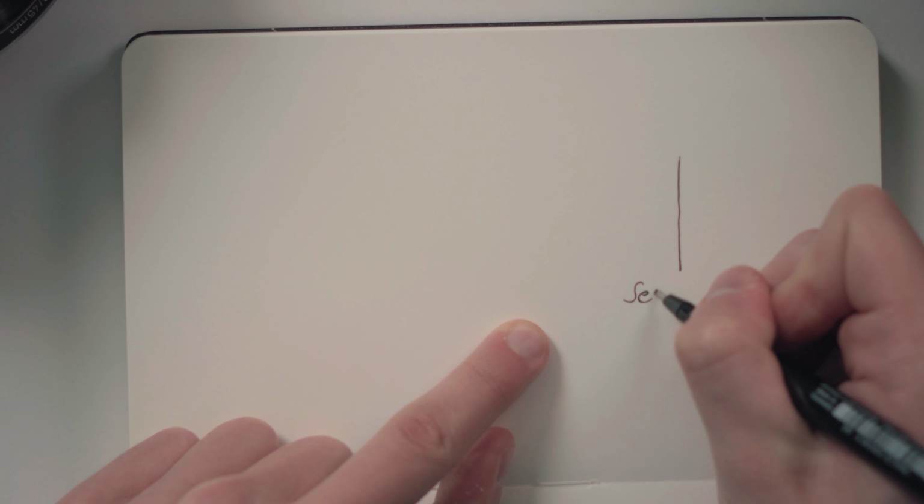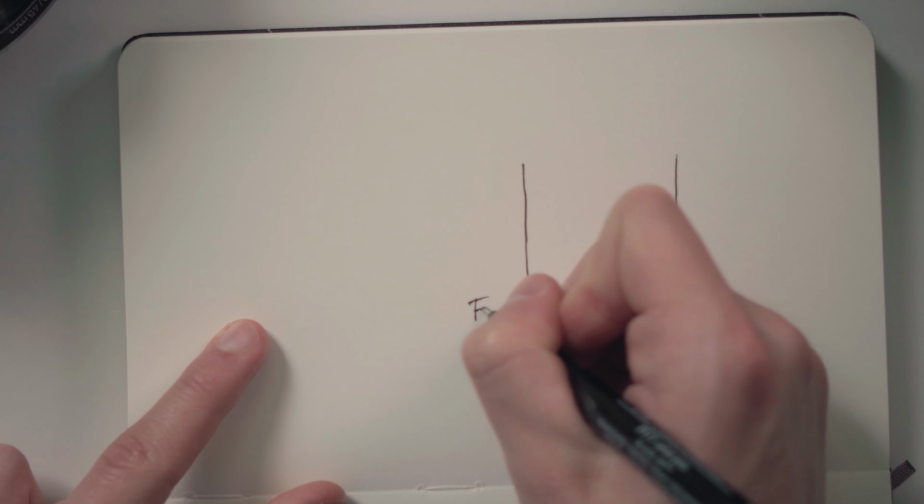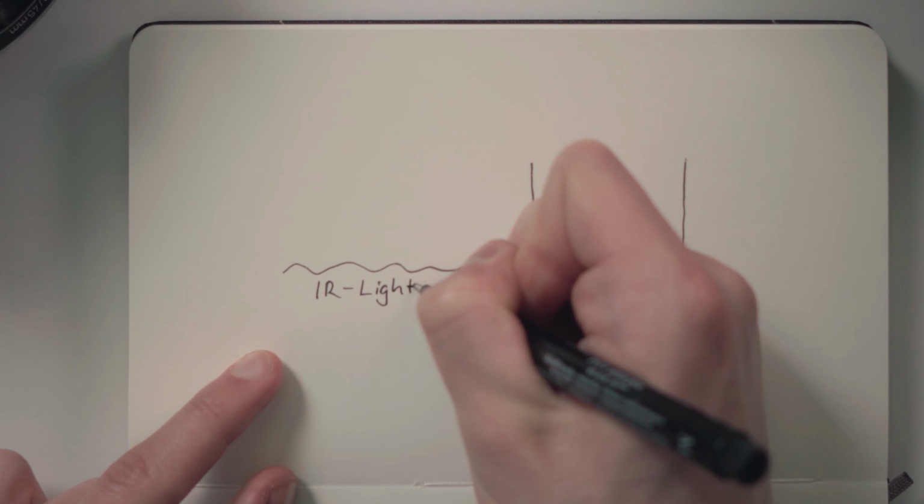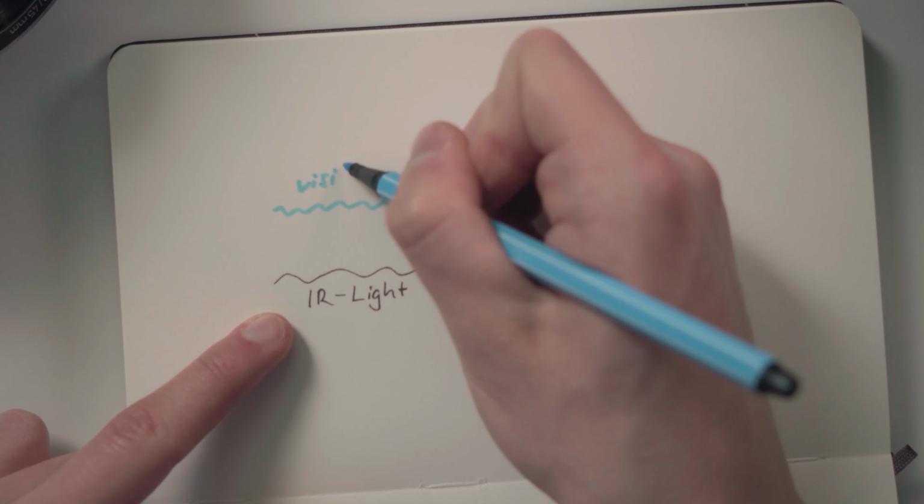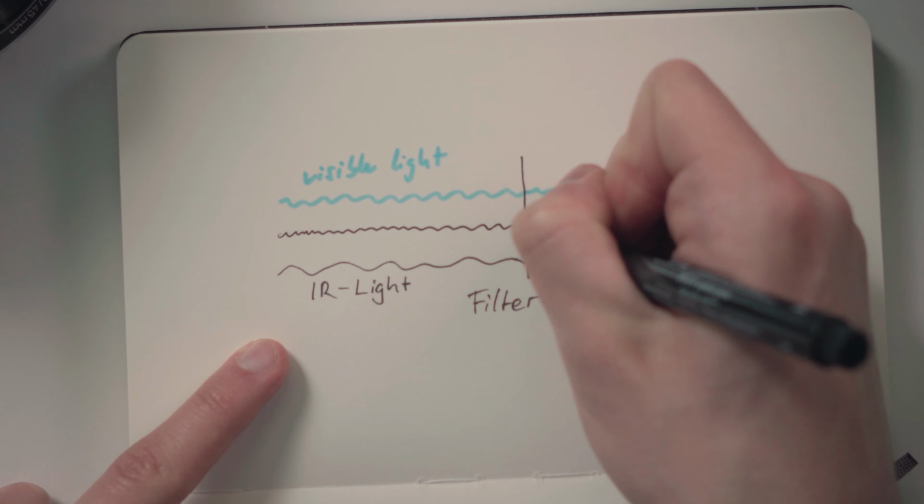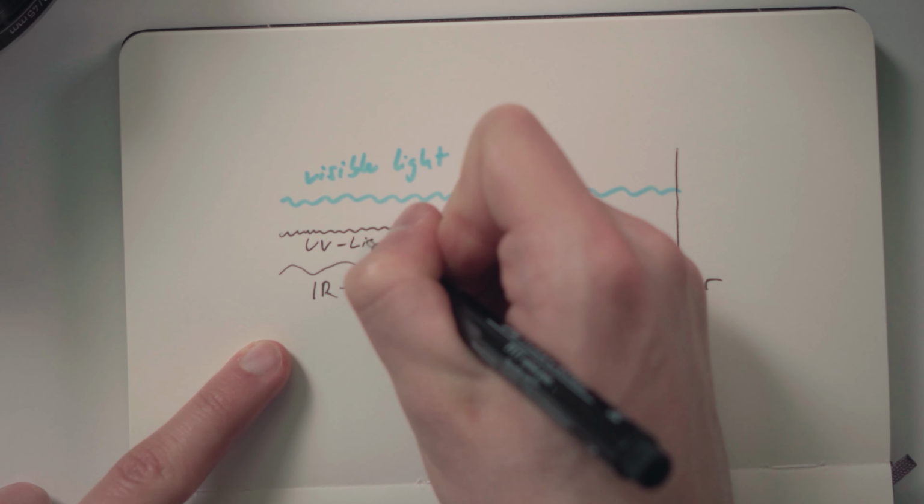That's why consumer cameras actually have a filter in front of the camera sensor that blocks all infrared light. Some enthusiasts remove this filter. It's especially useful for astrophotography because many objects in space emit infrared light. But what about UV light? Don't we have to block that too?